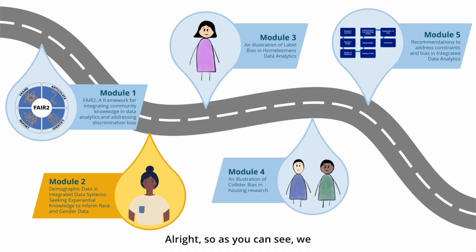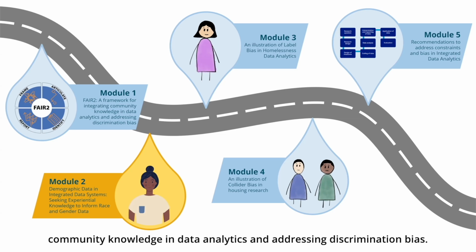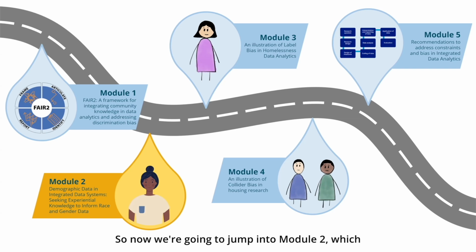All right, so as you can see, we are in Module 2 of our teaching modules on how to address bias in administrative data systems. In Module 1, remember we reviewed the FAIR2 framework, which is a framework for integrating community knowledge in data analytics and addressing discrimination bias. Now we're going to jump into Module 2, which is going to provide an example of using the FAIR2 framework to seek out that experiential knowledge and to integrate it into our data analytics.